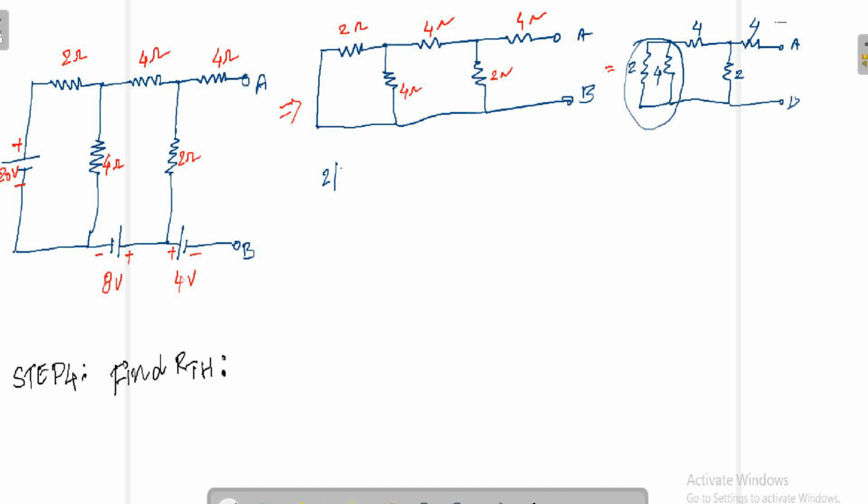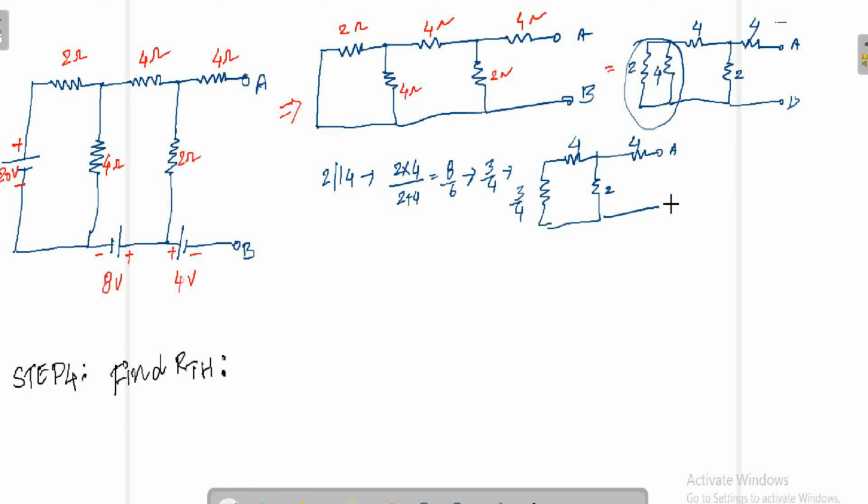How will you replace them? That is, 2 is in parallel with 4. That is 2 into 4 by 2 plus 4, using the formula 1 by R equivalent equal to 1 by R1 plus 1 by R2. So here you will get 8 by 6, which becomes 4 by 3. Just replace these two resistors with a single resistor. So this becomes 4 by 3. Here you will have a 4 ohms resistor, here a 2 ohms resistor, and here a 4 ohms resistor. So this is your simplified circuit after replacing these two resistors.